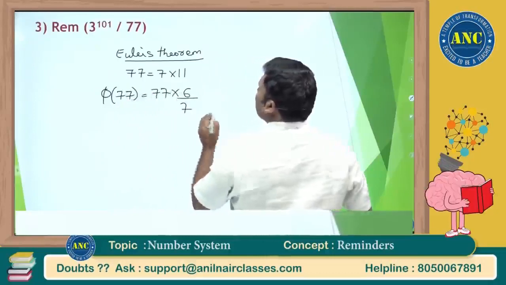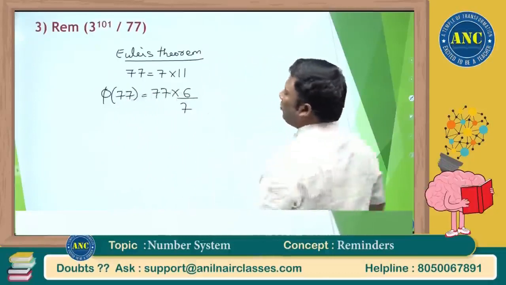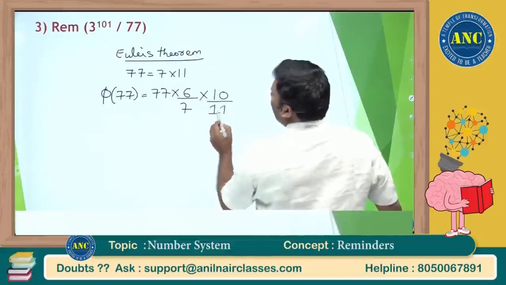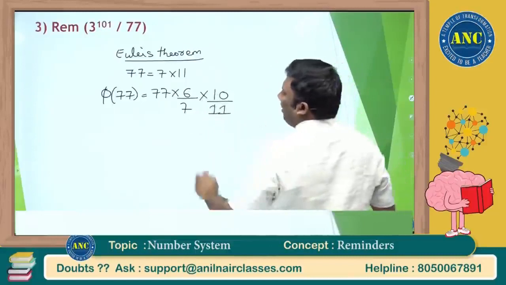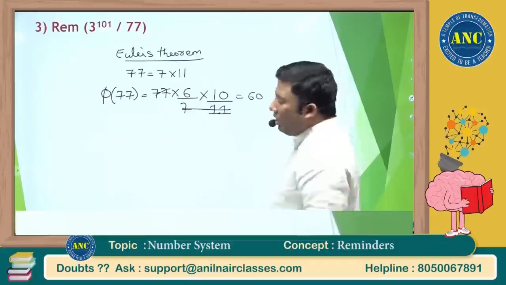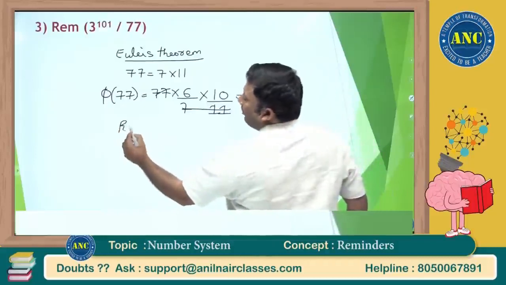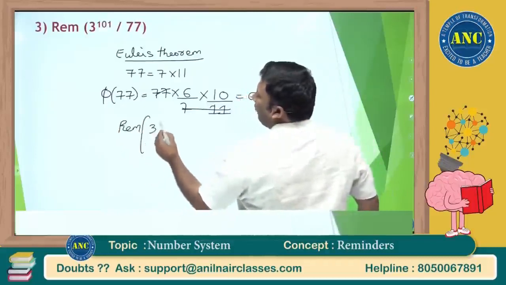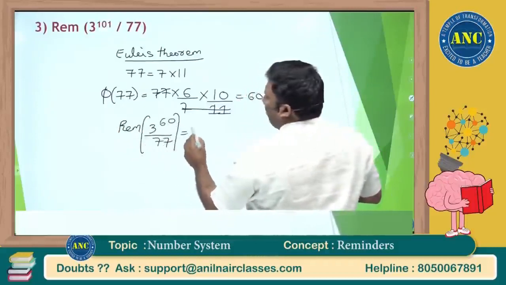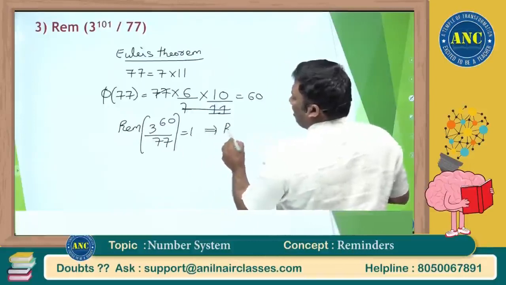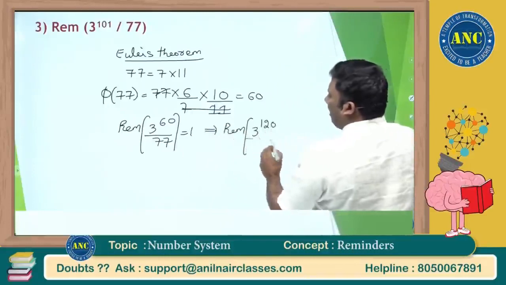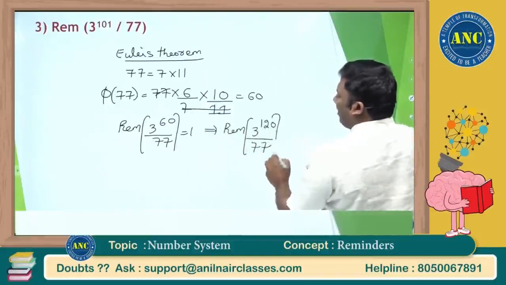I will discuss in the next class why it is 1 minus 1 by p1. For everything there is a proof, sir. It is 1 minus 1 by 7 and 1 minus 1 by 11. 77 cancels, it is 60. So if I apply Euler's totient function, 3 power 60 divided by 77 gives remainder 1. Even for multiples of 60, 3 power 120 divided by 77, it is 1.